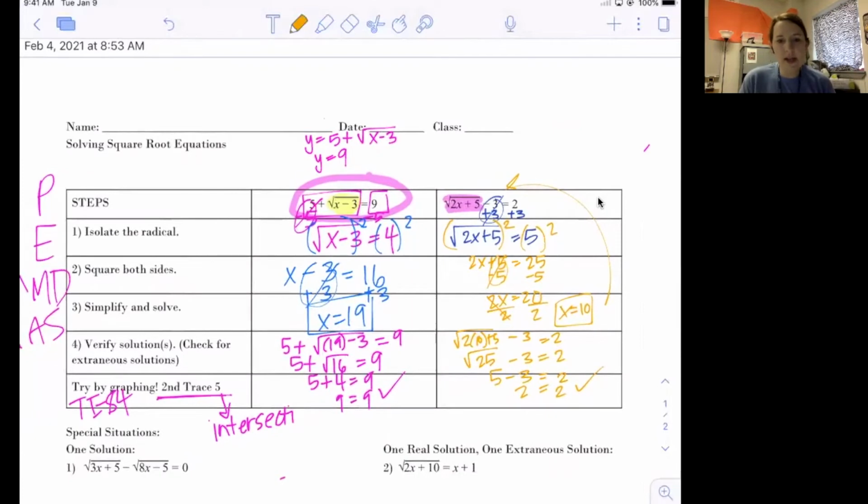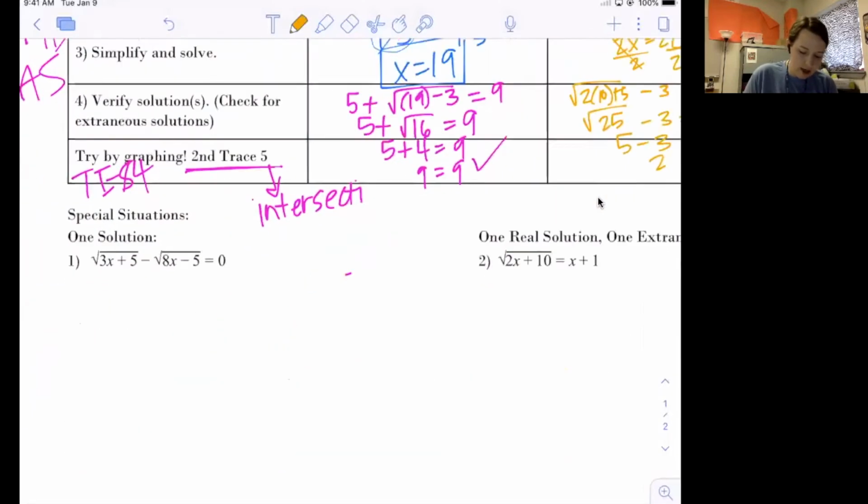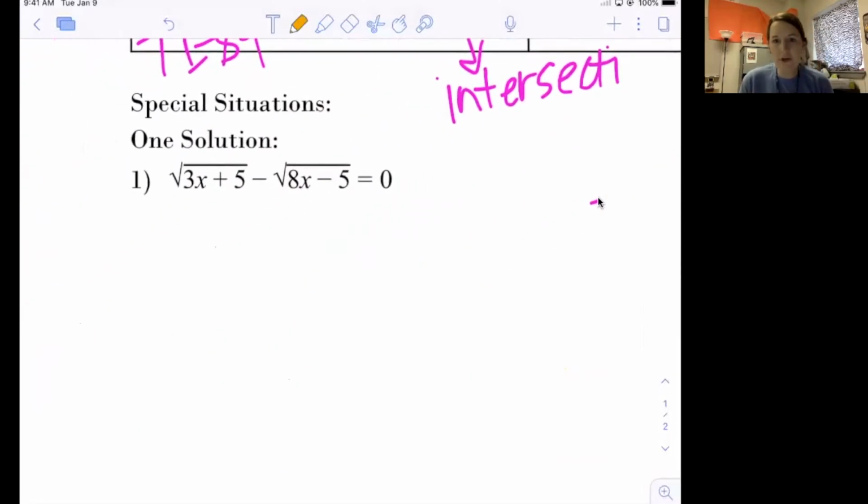So now we're going to take a look at a couple of special situations. Okay, the first one we want to look at right here is when we have two square roots in the same exact problem. So this one is going to work out really nicely because we see a subtraction sign between them and we see a 0 on the other side. So what we're going to be able to do is split up our two square roots and have nothing besides the square root on either side.